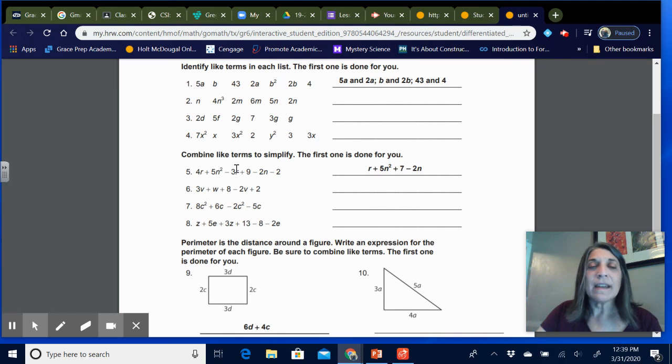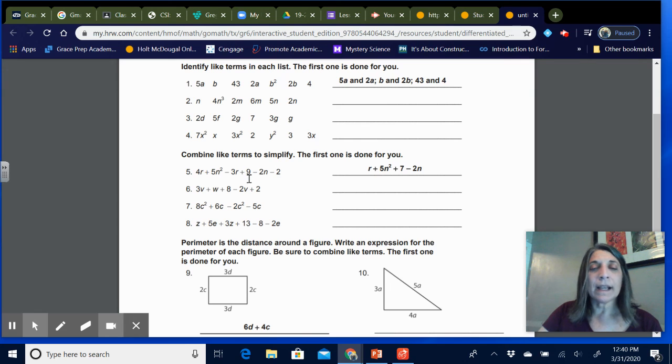Okay, so this is a negative 3r and a 4r. They're both like terms because they have an r to the first power. So basically 4r minus 3r leaves 1r. That's why there's 1r there. Okay, then they have 5n squared. There's no other n squareds to combine it with, so they just went ahead and wrote plus 5n squared because there is a plus sign in front of this 5n squared.